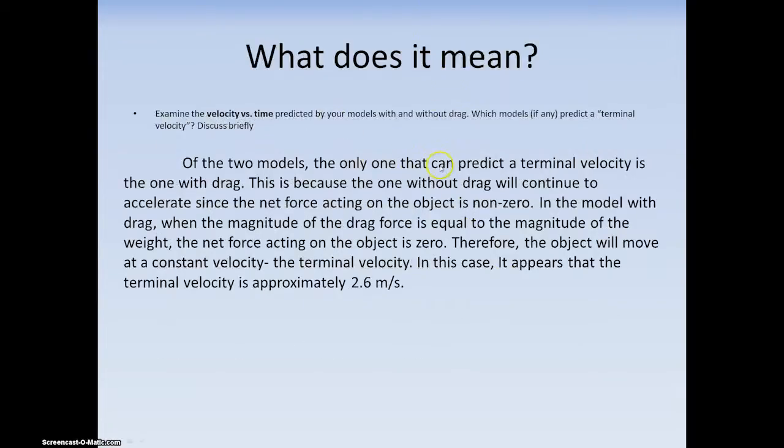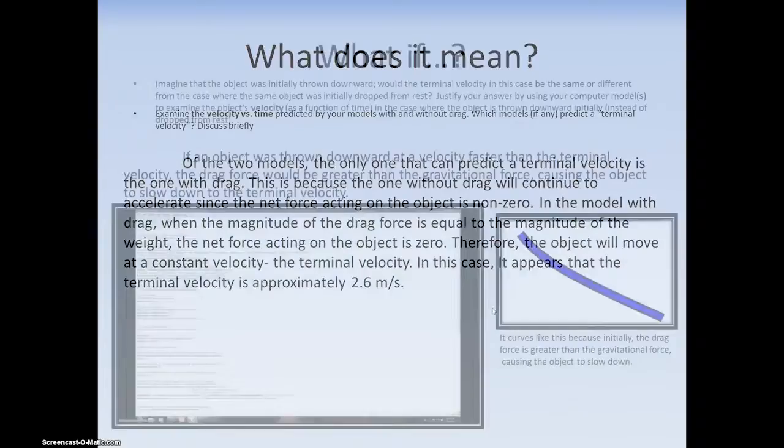Now, what does it mean? Well, of the two models, the only one for which you could predict the terminal velocity was the one with drag, because the one without drag would just continue to accelerate since the force on the object is non-zero. But with drag, you can actually determine the terminal velocity because towards the end, the net force became 0 as drag began to equal the gravitational force. And we found that the terminal velocity was about 2.6 meters per second.